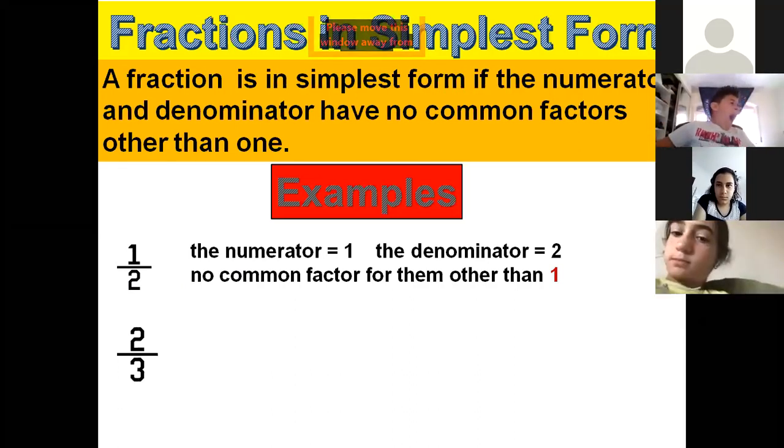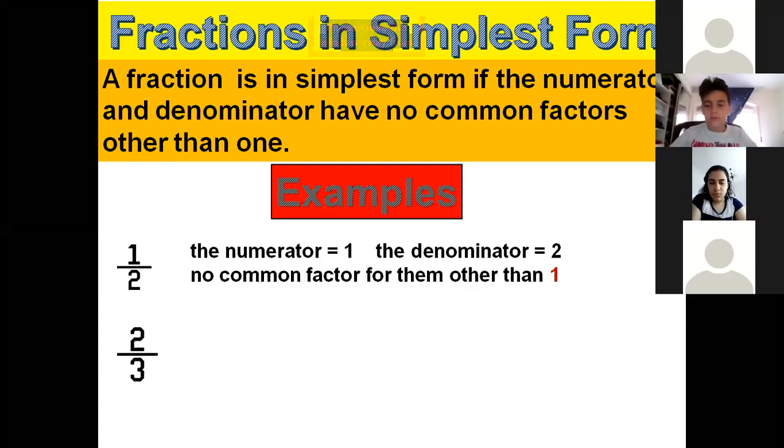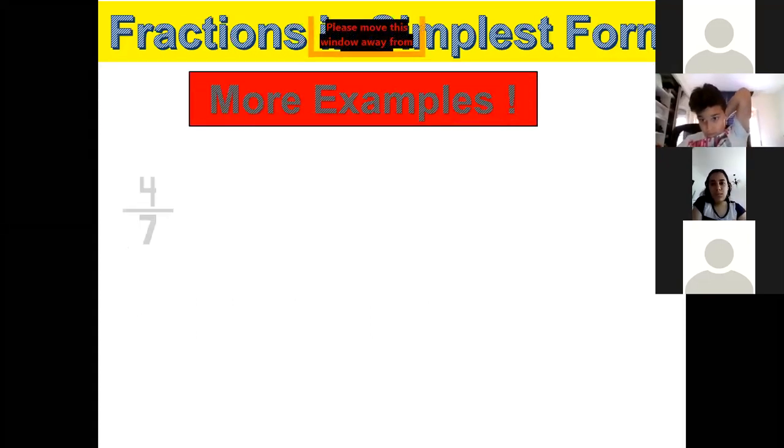Same as 2 over 3. The factors of 2 are 1 and 2. The factors of 3 are 1 and 3. So is there anything in common other than 1? No, there's nothing in common. So this is a fraction in simplest form.